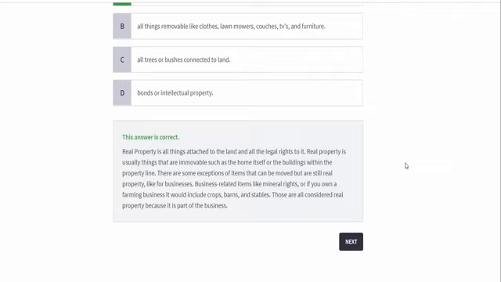Now there are some exceptions of items that can be moved but are still real property, like business-related items such as mineral rights, or if you own a farming business, remember earlier guys, that would include crops, barns, stables. Those are considered real property because it's part of the business. And don't get that confused with emblems, which are personal property, because remember, that's specifically with a tenant. But again, business-related items, that's a general statement. So if you own mineral rights, like an oil company, or a farming company, it would be like the barn or the stable. Again, that would be real property because it is attached to the land and is the legal rights to it.